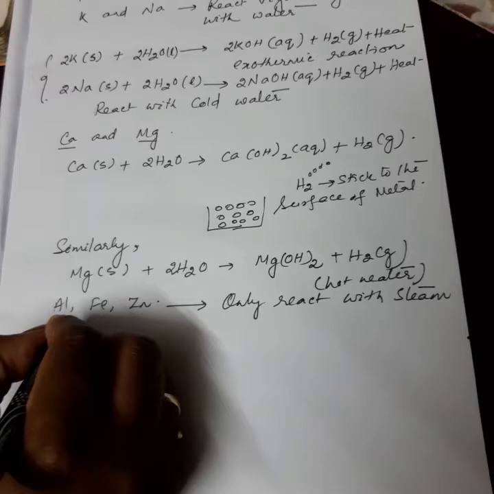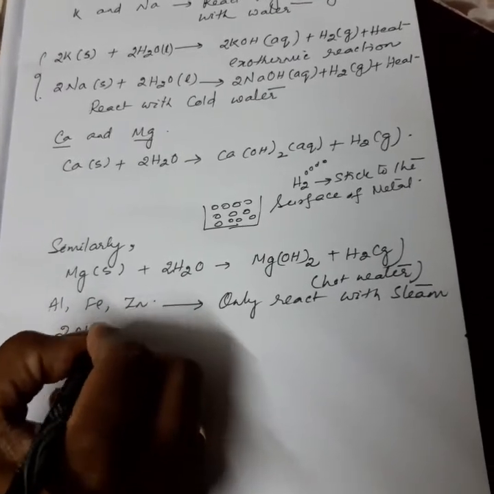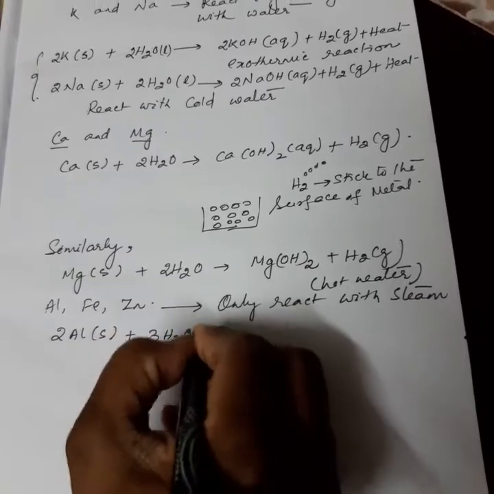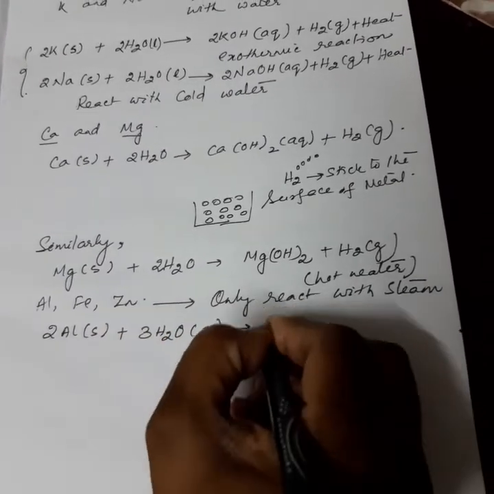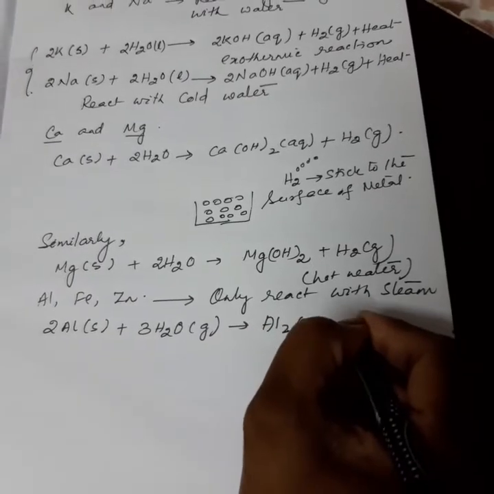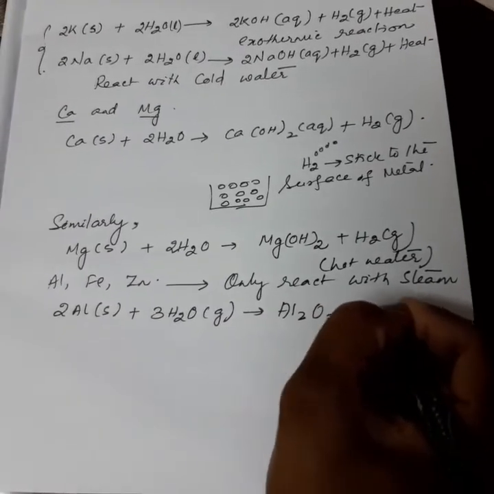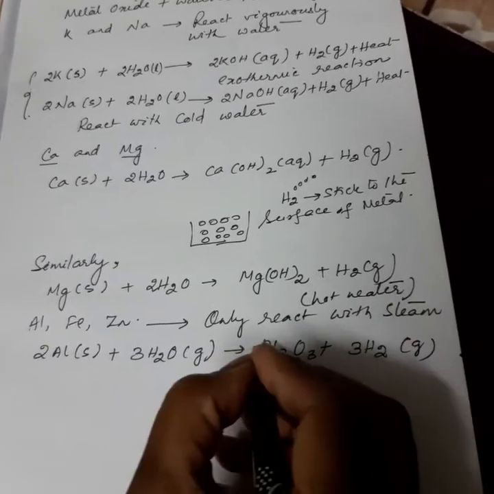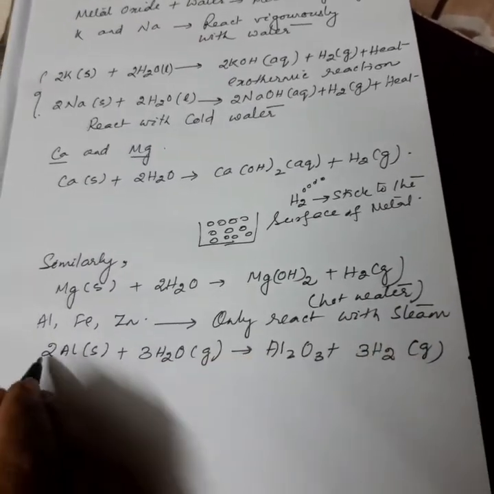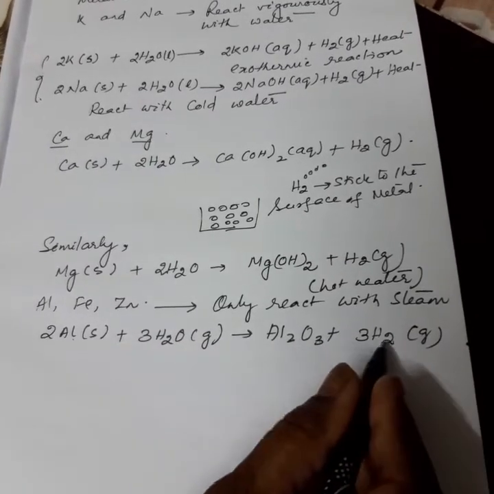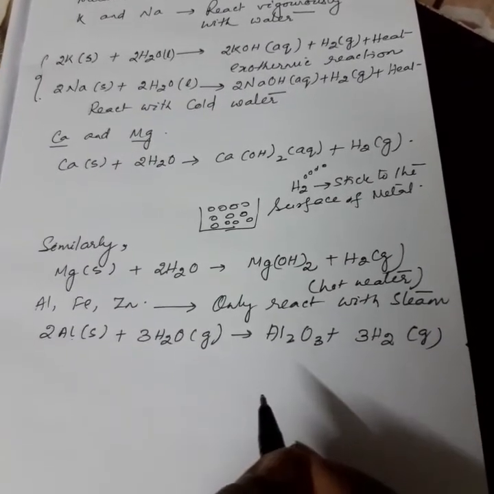For example, aluminium in its solid form plus steam, this is the total balanced equation. It gives aluminium oxide plus hydrogen gas. If we balance the equation, 2Al plus 3H2O will give rise to Al2O3 plus 3H2.